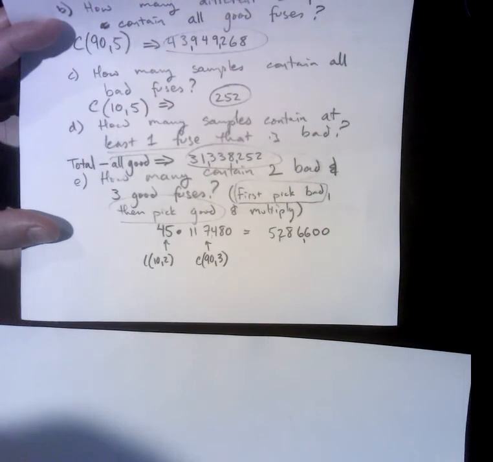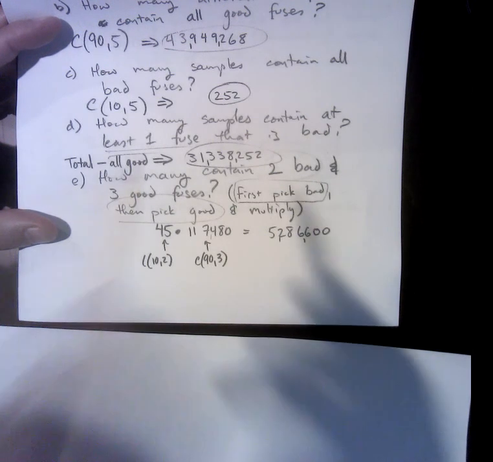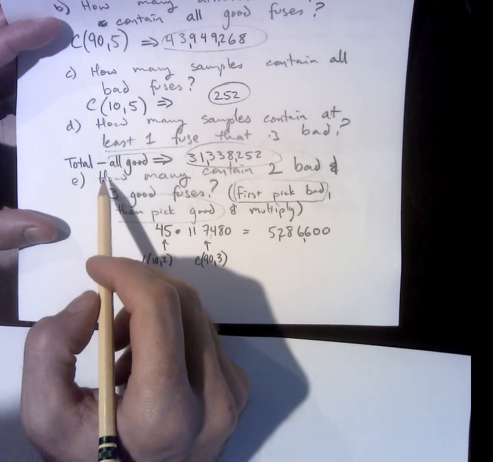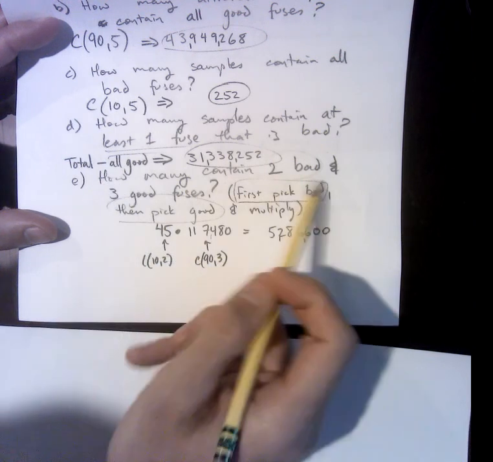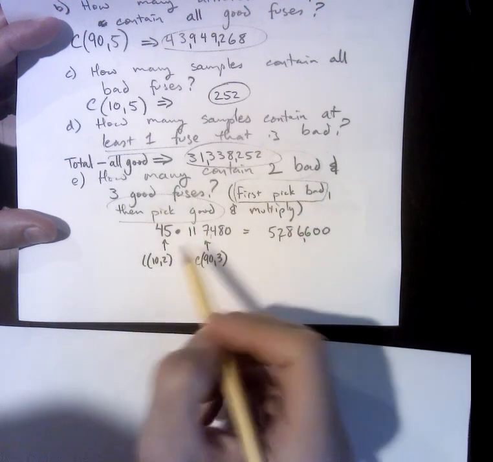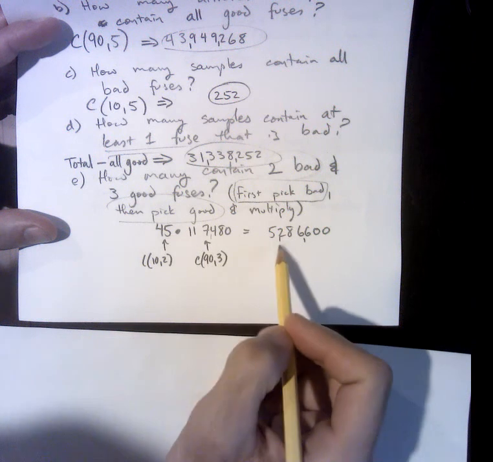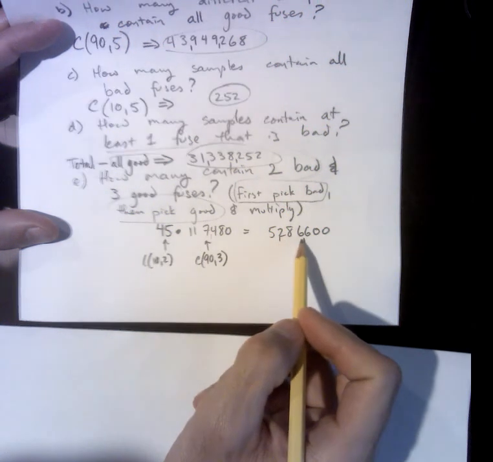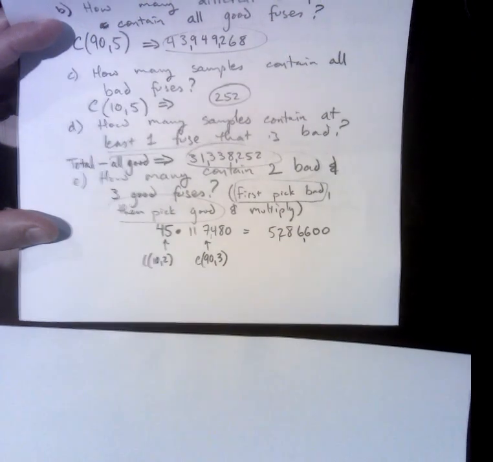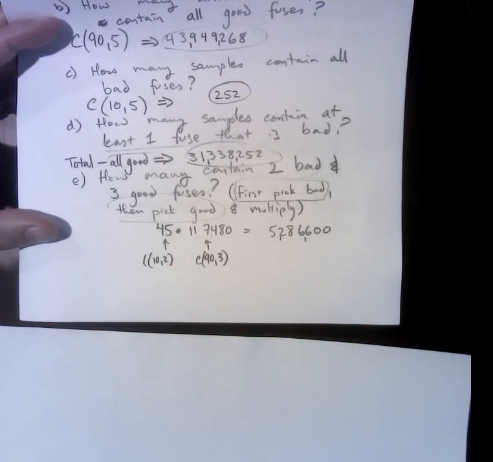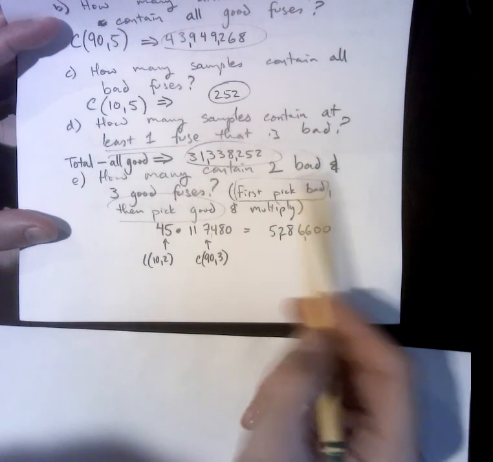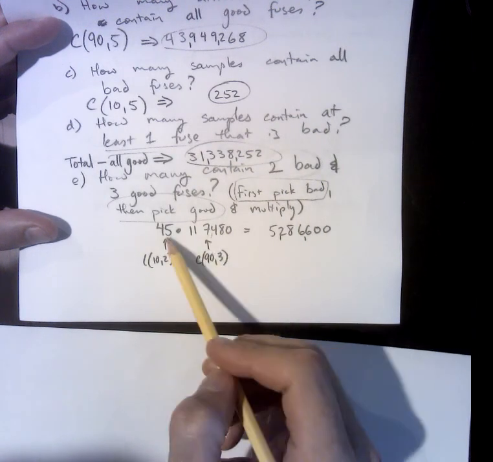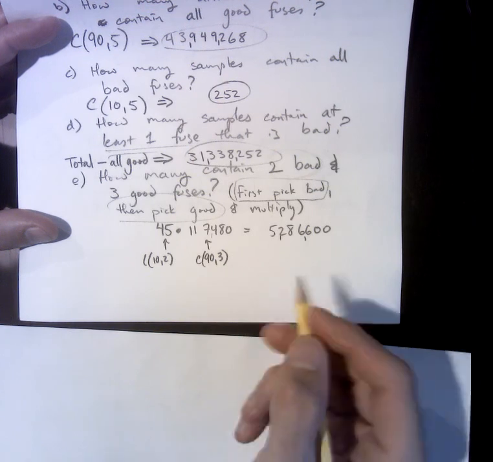117,480. Finally, if I want my package of 5 fuses to contain both 2 bad and 3 good, then I'm going to multiply these two together and get 5.25 million-ish, 5,286,600. So if our problem can be broken down into many tasks, then we can figure out how many ways there are for me to do each task individually and multiply them together. We're using that multiplication principle.